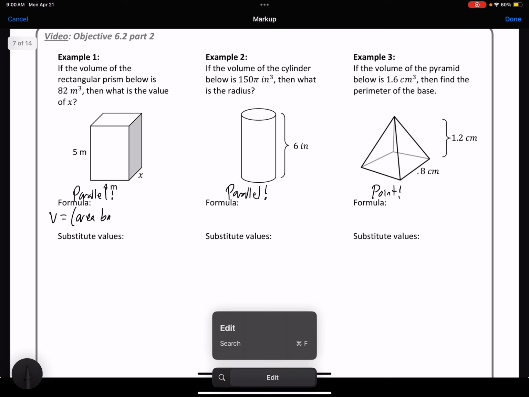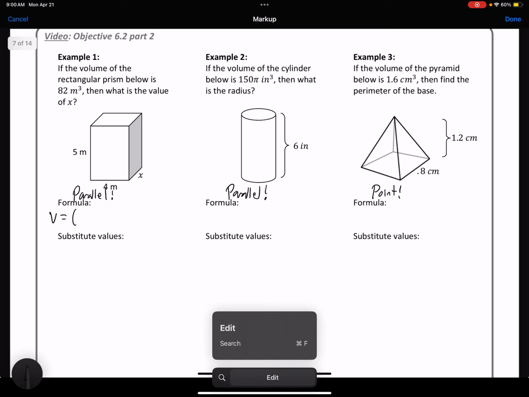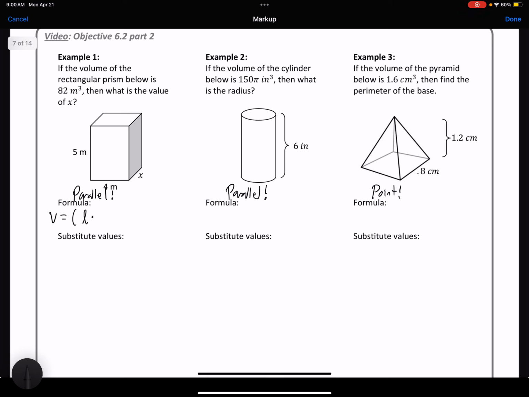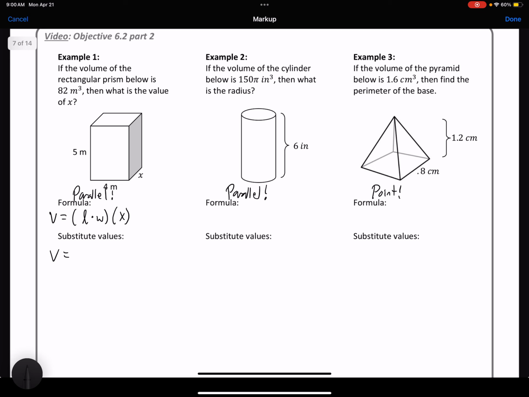So let's put this together. Area of the base is length times width times the height, which is x. We're going to now substitute values in. Length and width are 5 and 4 times x.